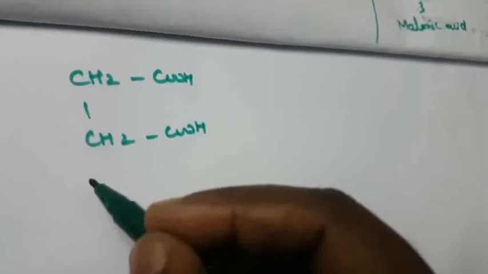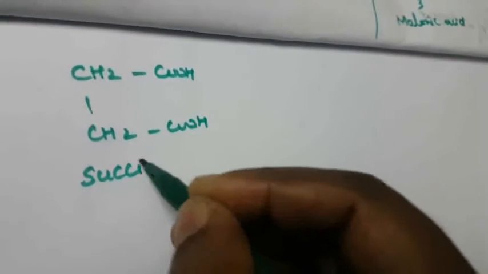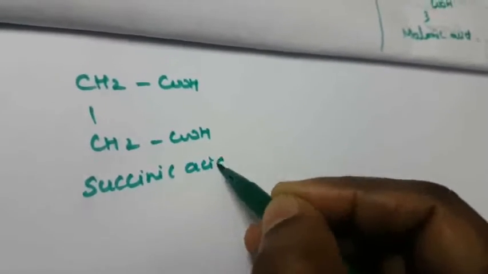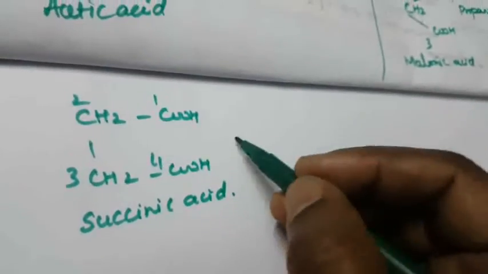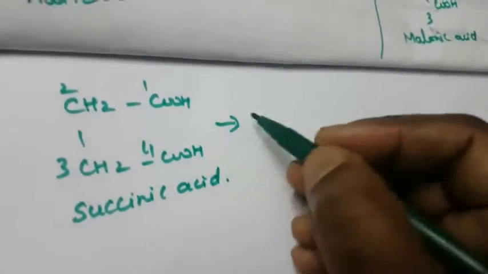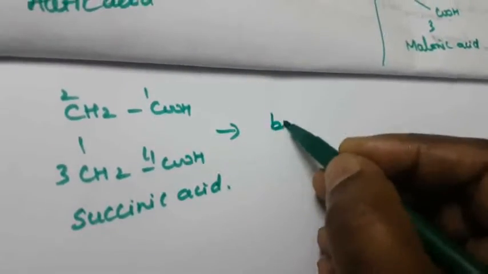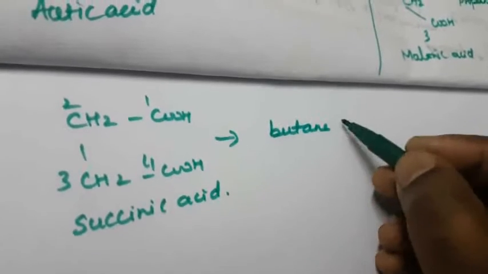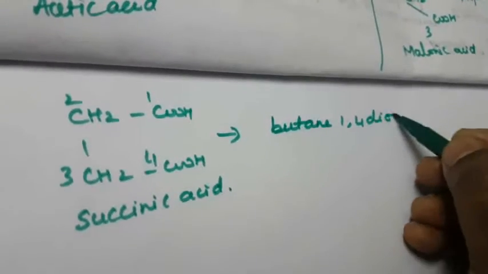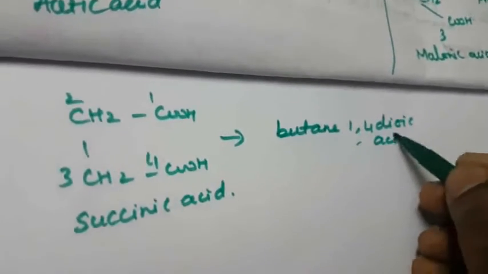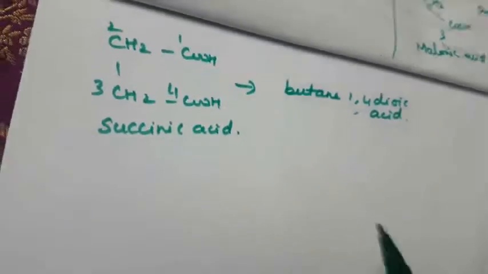Then 4 carbons: CH2COOH, then CH2COOH. That is called succinic acid. How to write the IUPAC name? 1, 2, 3, 4. With 4 carbons, it is butane-1,4-dioic acid. Butane dioic acid.